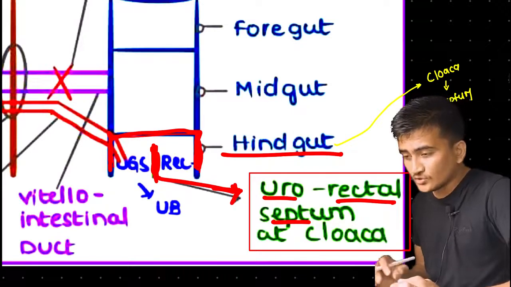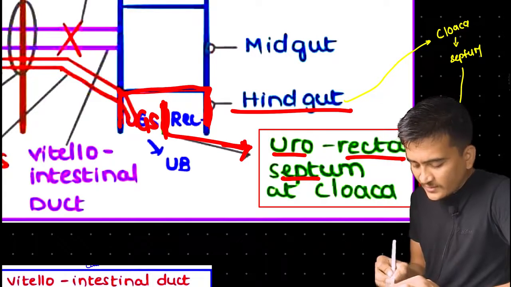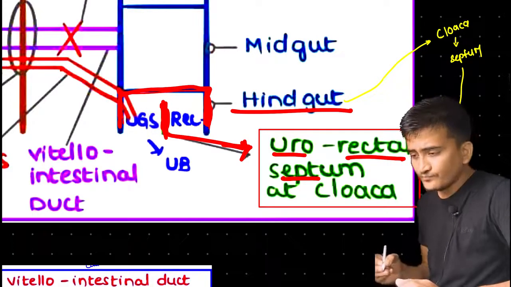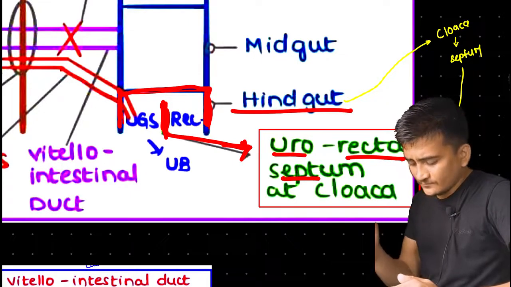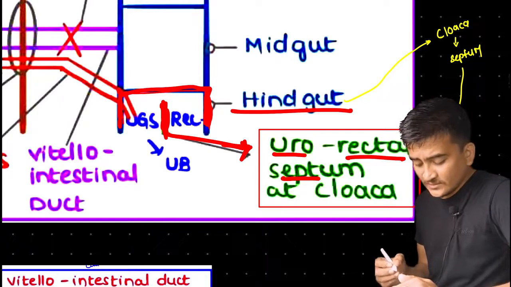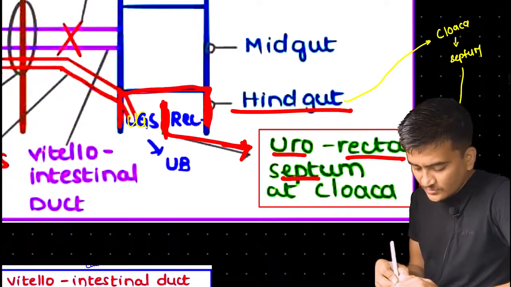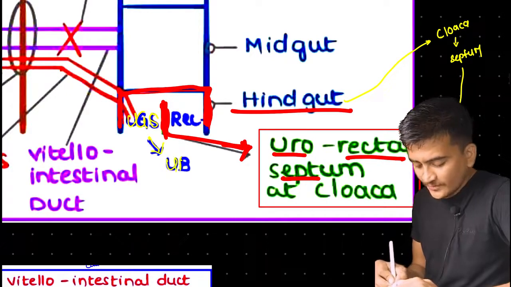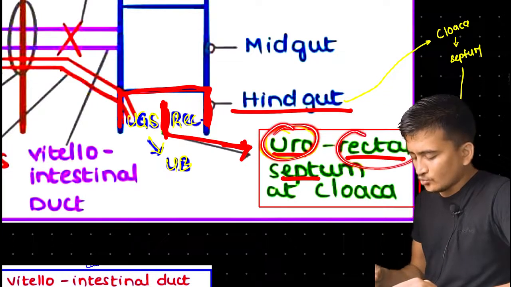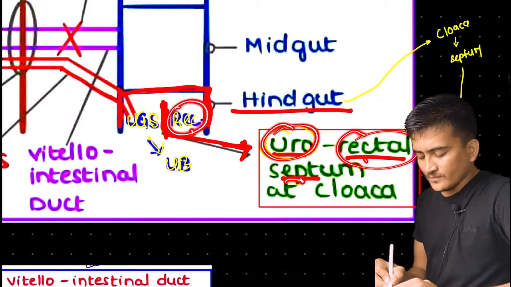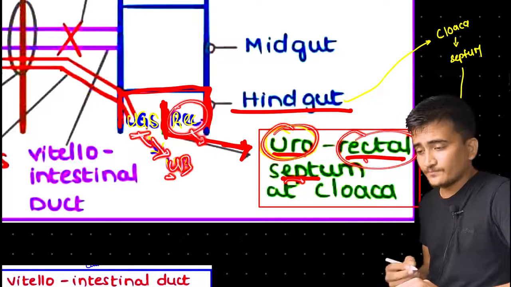And what are the two structures right here? The two structures divided by the septum are the urogenital system, the UGS, which further gives rise to the urinary bladder, and the rectum. So, the name urorectal septum: it separates the rectum and what? This structure which further forms the urinary bladder, right?